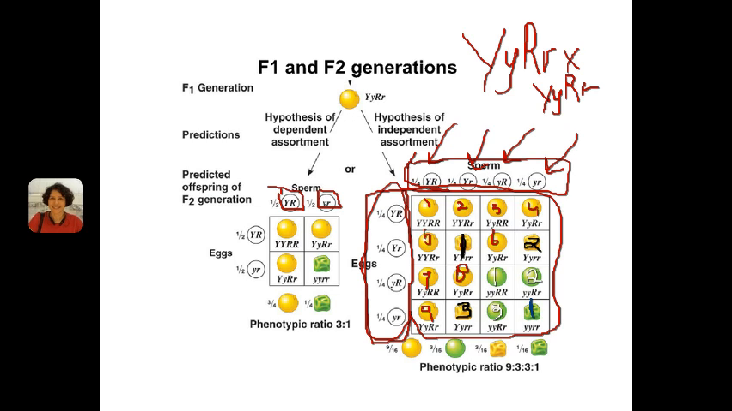In the case of the yellow and smooth individuals, notice that there are different genotypes. Like this one over here is big Y, big Y, big R, big R. This one is big Y, little y, big R, big R. 2 different genotypes, but they give the same phenotype, because when you apply the law of dominance, yellow is dominant over green and round is dominant over wrinkled.